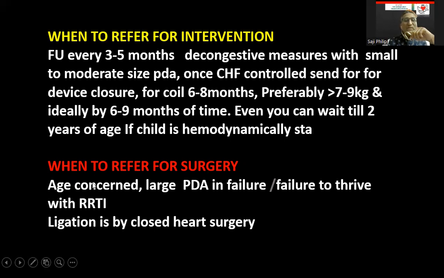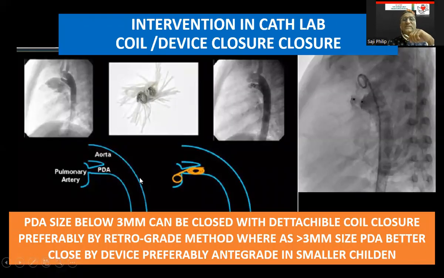When to refer for surgery? Age concerned, large PDA with failure to thrive and recurrent respiratory infection. Ligation is by closed heart surgery. This is the intervention in the cath lab. Coil device closure: PDA size below 3 mm can be closed with a detachable coil. This is the coil. 1.5 circles will be in the PA, and then pull it. Then the rest of the coil will be packed, and I used to do it in a retrograde fashion.